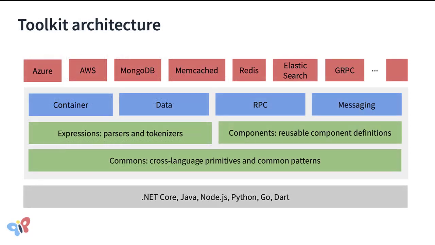The architecture consists of a core that has 7 modules. 3 of them, commands, components, and extensions, will be included in every implementation, and container, data, RPC, and messaging will only be included if the application or microservice uses specific patterns. And then there is a variety of technology-specific modules that integrate popular technologies into components that can be reused in the toolkit.